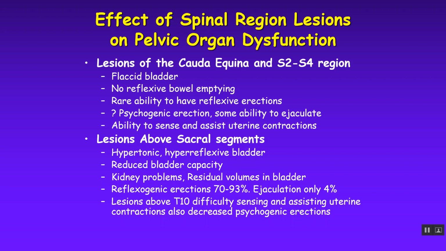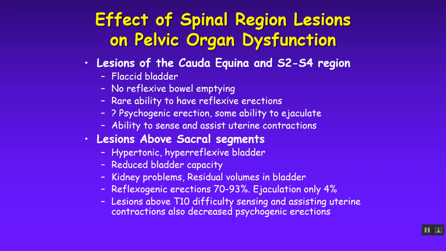If the lesion is above the sacral segments, you've disinhibited the reflex, and now you have a hyperactive reflex. You have a hyperactive bladder, hyperactive bowel, and reduced bladder capacity, because it's kind of like having increased tone. You have too much bladder tone, so your bladder is slightly smaller, so you can't store as much urine.